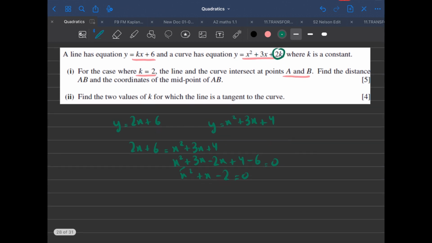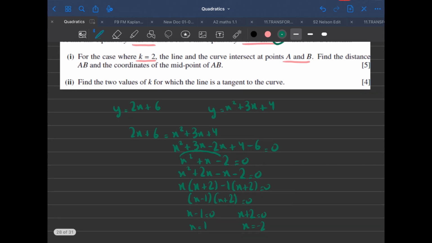What are the factors of 2? 1 into 2 is 2. So x squared plus 2x minus x minus 2 is equal to 0. Take x common, x plus 2. Take minus 1 common, x plus 2. Now, x minus 1, x plus 2. So you're going to equate this to 0, x is equal to 1. x plus 2 is equal to 0, x equal to minus 2. Do you get this?